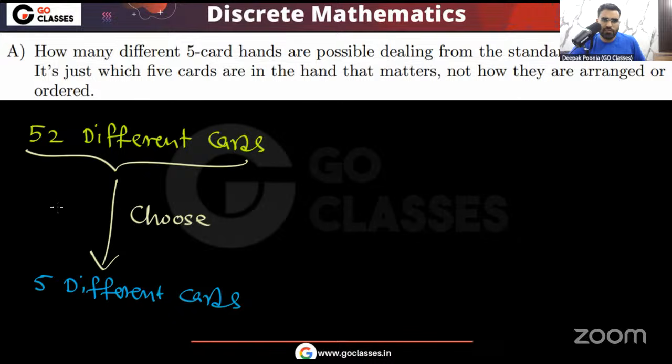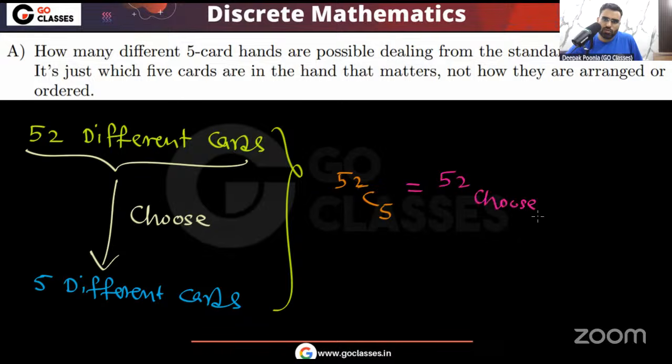Okay. So how many ways are there? That's 52 C5. Very simple. 52, choose 5. This C simply means choose. I can say 52, choose 5, or I can say 52 C5.